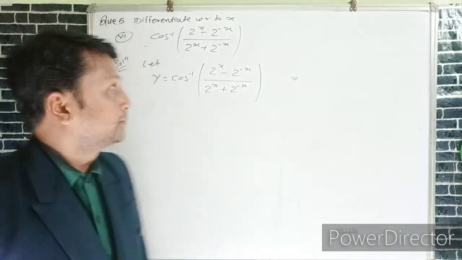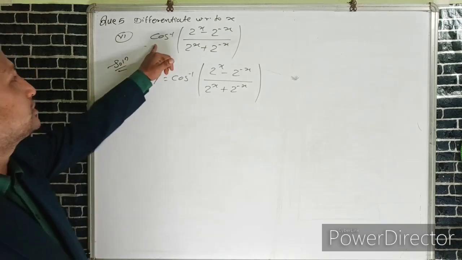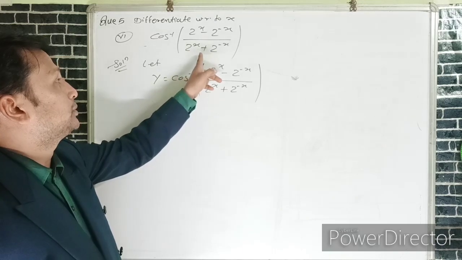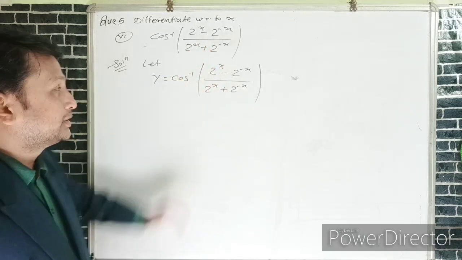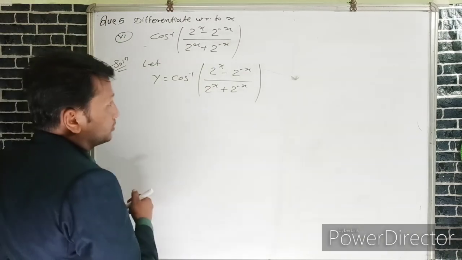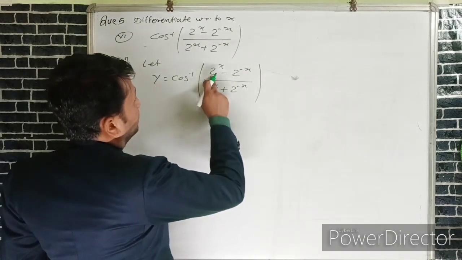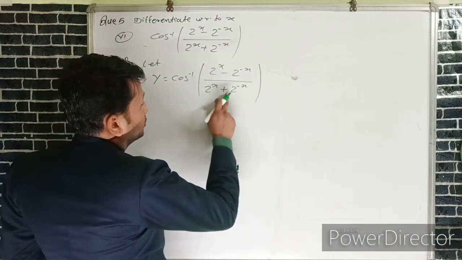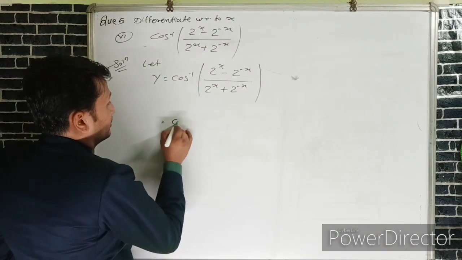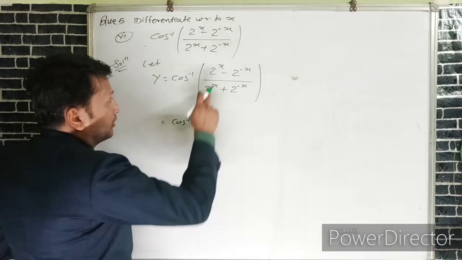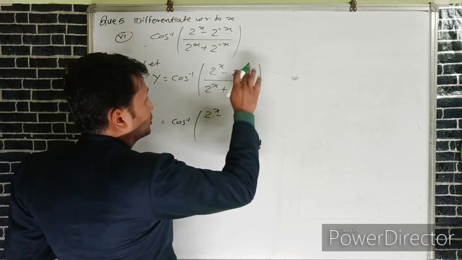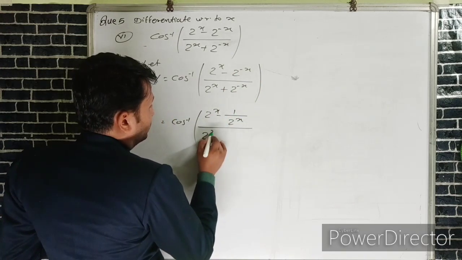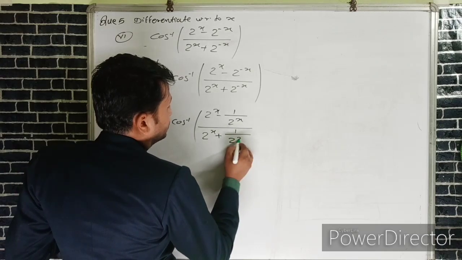Now we start the next example. Example number 6 is cos inverse of (2 raised to the power x minus 2 raised to the power minus x) upon (2 raised to the power x plus 2 raised to the power minus x). First we consider that let y is equal to cos inverse of (2 raised to the power x minus 2 raised to the power minus x) upon (2 raised to the power x plus 2 raised to the power minus x). Hence, in cos inverse of 2 raised to the power x, we can write 2 raised to the power minus x as 1 upon 2 raised to the power x, upon 2 raised to the power x plus 1 upon again 2 raised to the power x.